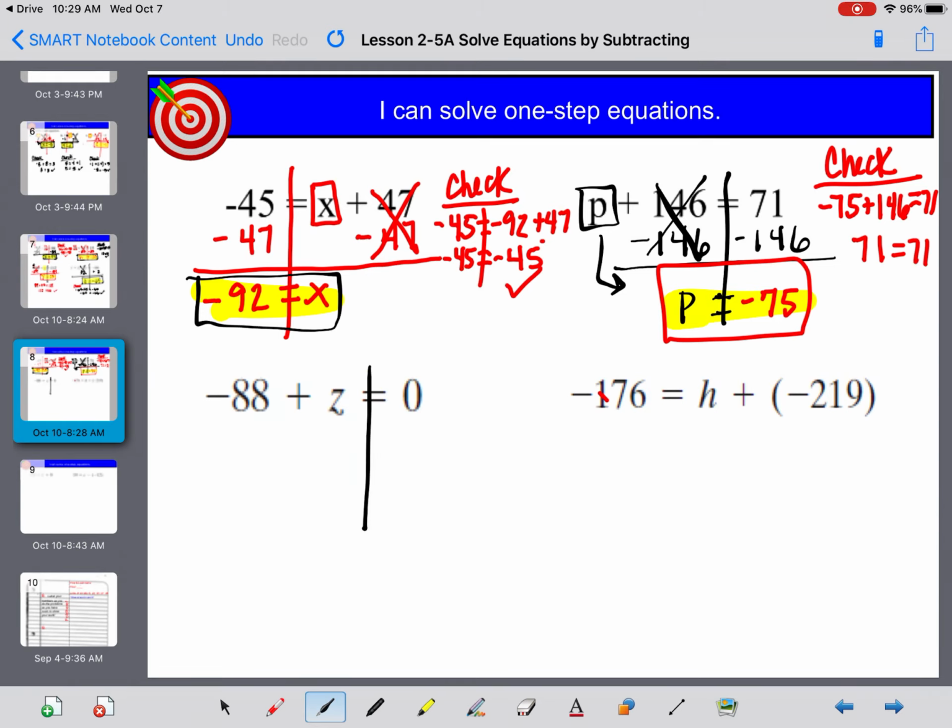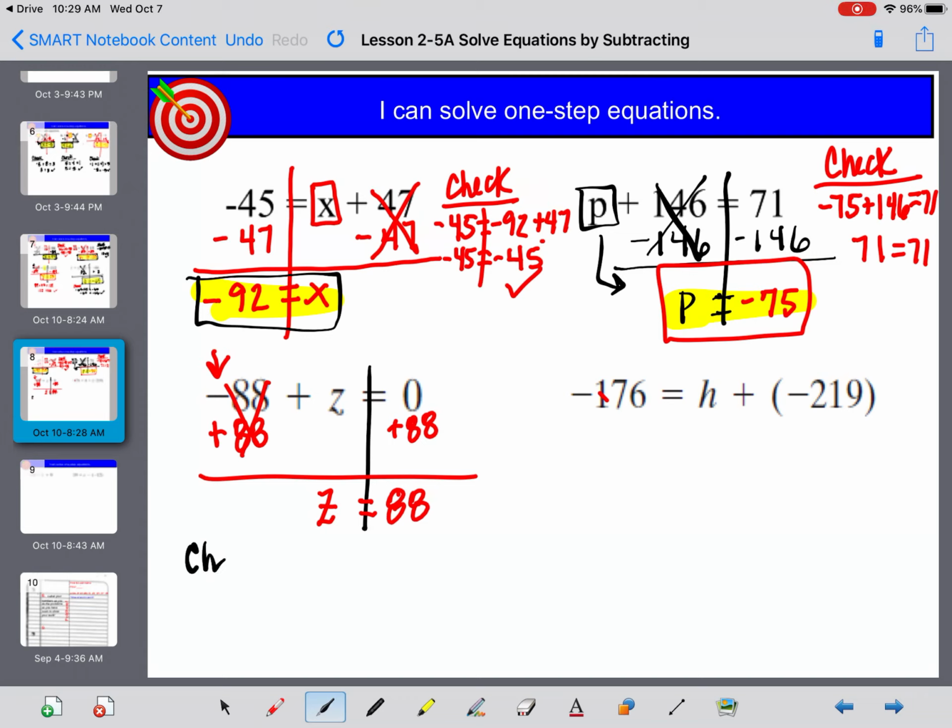Here I've got negative 88 plus z. Some kids go, oh, I don't know if I'm supposed to add or subtract 88. Remember, this is not the sign that's telling us what to do. It's the sign before the number. That is a negative 88. So you are going to add 88 to both sides of the equal sign. I'm left with z equals 88, because 0 plus 88 is 88.